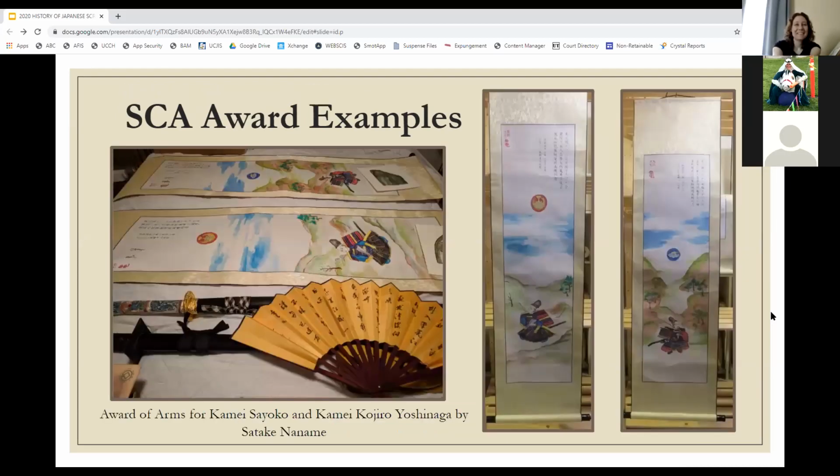These are award of arms for Kame Seoko and Kame Kojiro Yoshinaga, and these are by me. These were done in the style of the 16th century with their devices, their mon.